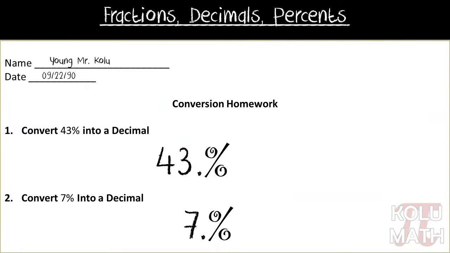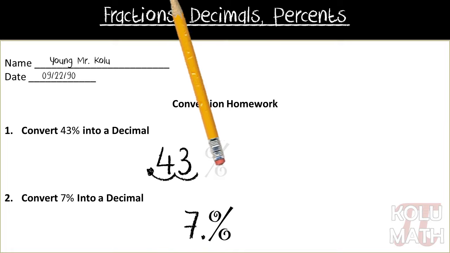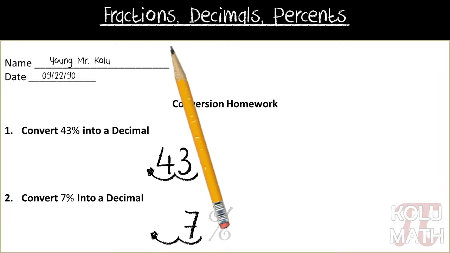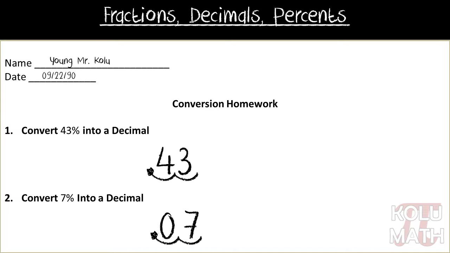So we've got 43% there. We'll move the decimal, in this case, to the left 2 places, make a new decimal, remove the old decimal, and get rid of the percentage sign. So 43% turns into 0.43 as a decimal. What about 7%? How do we convert that into a decimal? Same way. Move the decimal point 2 places to the left, make a new decimal point, remove the old one, and go ahead and get rid of the percentage sign. Fill in the missing space with a 0, and you've got 0.07 as your decimal.